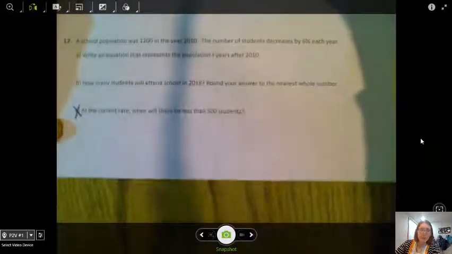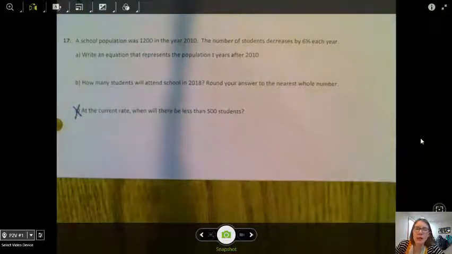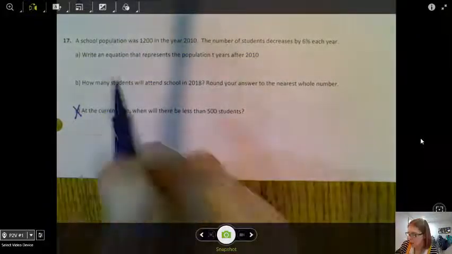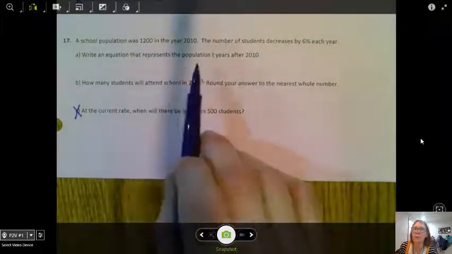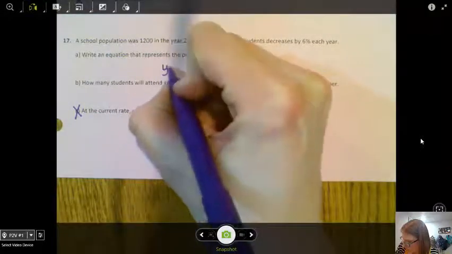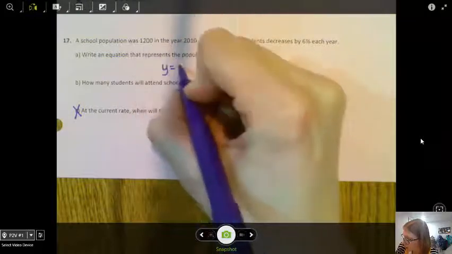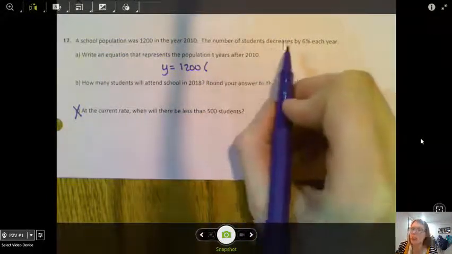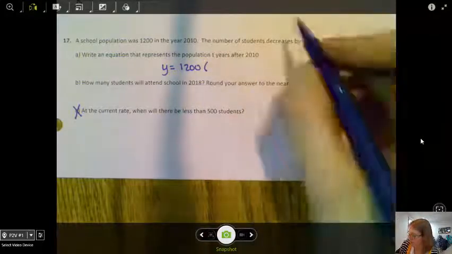All right, one last question. Number 17. A school population was 1,200 in the year 2010. The number of students decreases by 6% each year. Write an equation that represents the population t years after 2010. Okay, we start off with 1,200 people. And then our population decreases 6% each year.